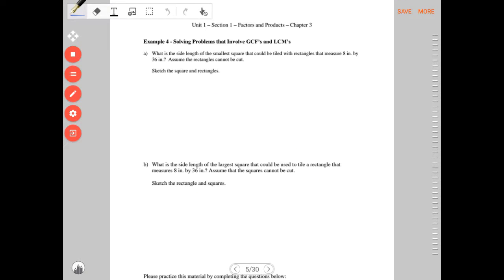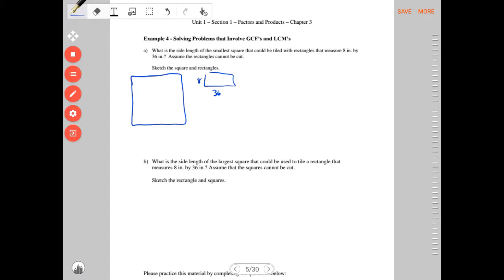Example 4. Solving problems that involve a GCF or an LCM. So A, what is the side length of the smallest square that could be tiled with rectangles that measure 8 inches by 36 inches? Assume the rectangles can't be cut. So we need some kind of a square, and I want to tile this with tiles that are 36 inches long. It's a terrible drawing. 36 inches long by 8 inches wide.